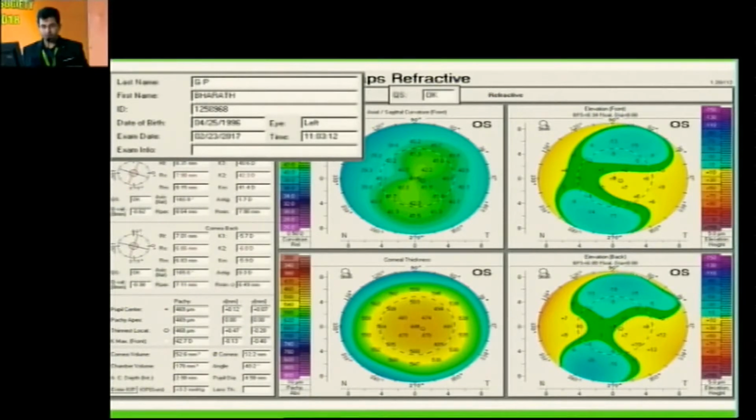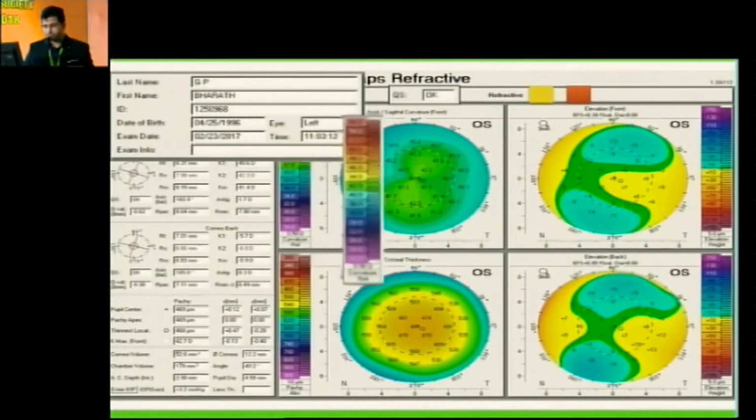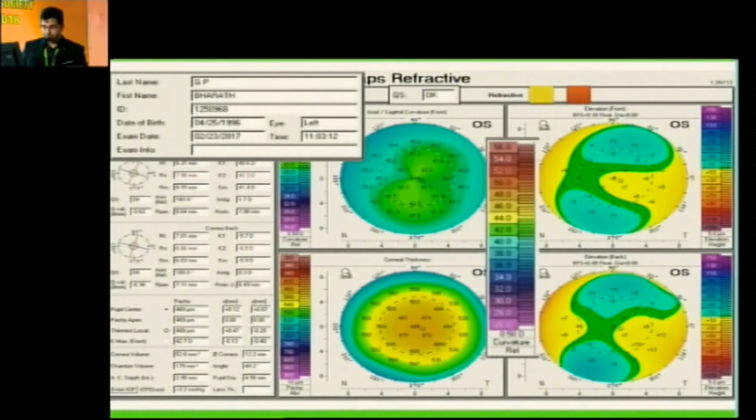And the OK here indicates that it's a good quality scan. If there is a yellow or a red indication in the box there, that means the quality of the scan is questionable. And next we look at the color scale. So here you can see it's 2 diopter steps. That means we might miss subtle changes in the topography in such a case. So we should look at the color scale as well and see how much of a gradient there is.